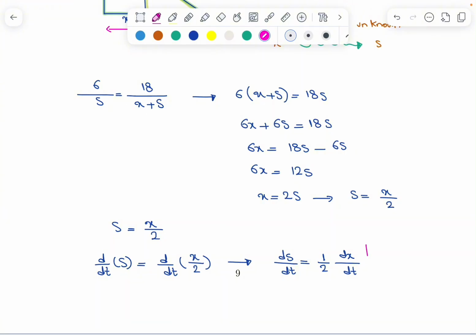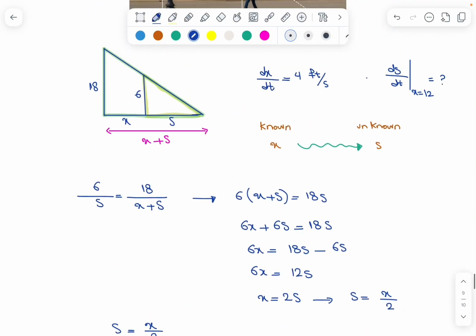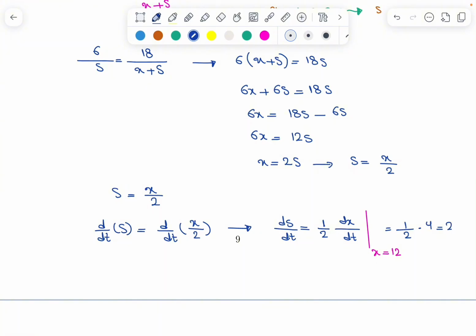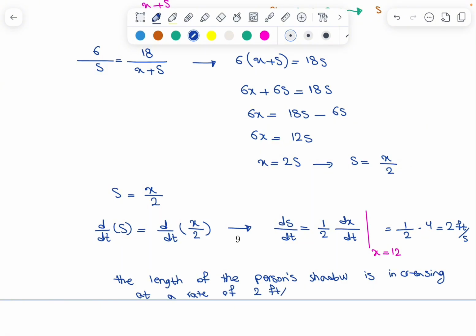Now in this step, you must evaluate ds/dt at x equal to 12. At x equal to 12, ds/dt would be 1/2 times dx/dt, which from the problem is 4. So that would be 2. The unit for ds/dt would be feet per second. So, therefore, you can say the length of the person's shadow is increasing, because the rate of change is positive, at a rate of 2 feet per second.